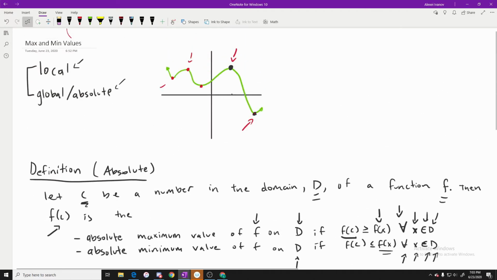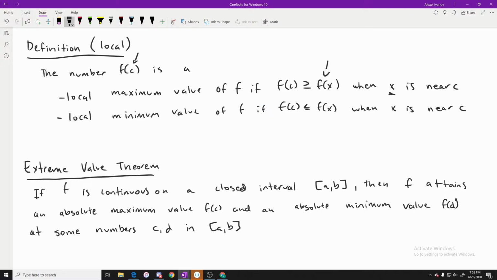So we can see that the absolute maximums and minimums deal with the entire domain of the function. However, local minimums and maximums deal with only a small subset of the domain. So maybe just this portion, or maybe just this portion right here. So these bring us to the extreme value theorem.